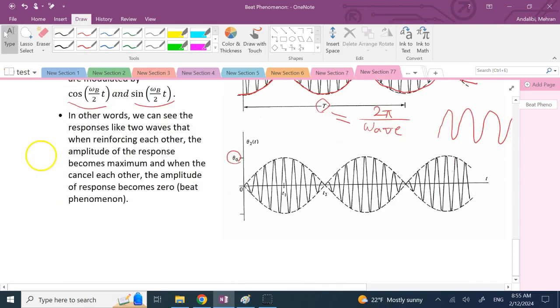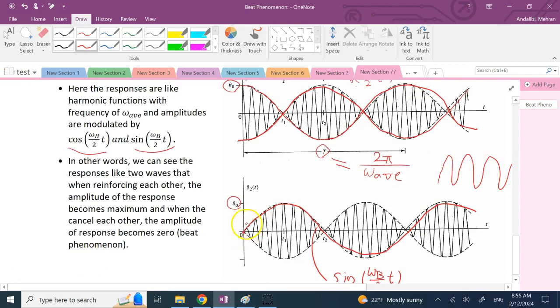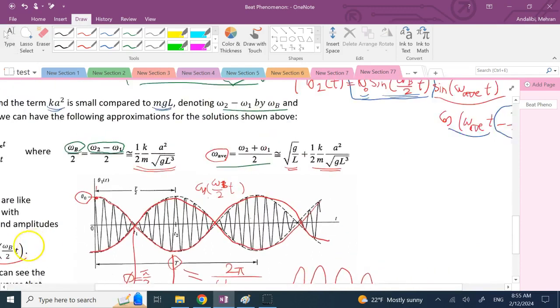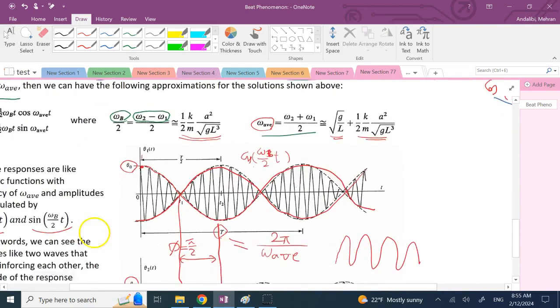And for the other one, this envelope here comes from what? Comes from sine of omega b over 2 times t. Okay, yes, you see it starts at 0, here it starts at 1. And you clearly see there is a phase shift of pi over 2 between the two signals, right? This is a pi over 2, not time equal pi over 2. This is a phi angle of pi over 2, as we expected.